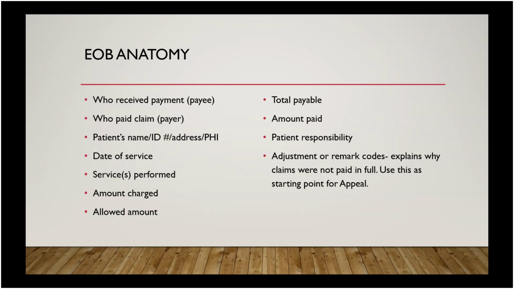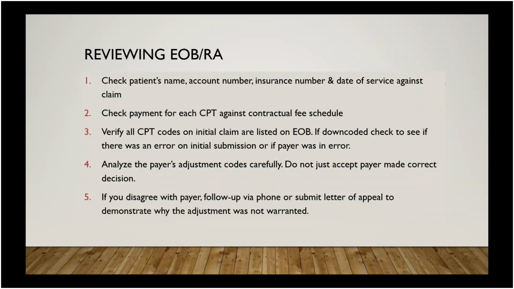So you're going to review the information. You want to check the patient's name, account number, insurance number, and date of service against the claim. We want to check the payment for each CPT against the contractual fee schedule. Verify all CPT codes on the initial claim are listed on the EOB, so make sure that they didn't remove any. If downcoded, check to see if there was an error on the initial submission or if the payer was in error. Analyze the payer's adjustment codes carefully, and do not just accept that the payer made the correct decision.